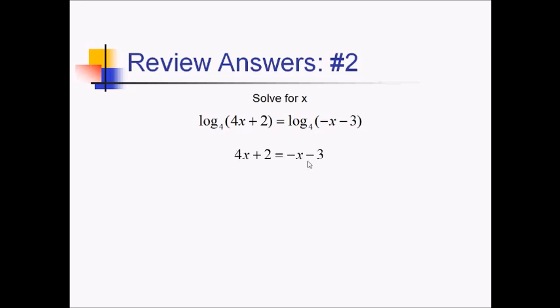All right, so let's go ahead and solve this. Moving the x over here, that's going to be 5x equals, if we subtract the 2, negative 5. Dividing by 5, we get x equals negative 1.